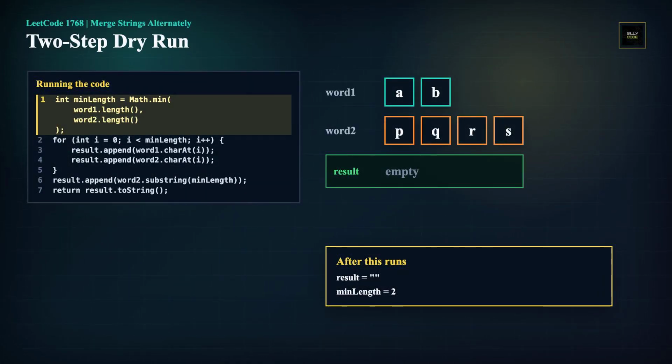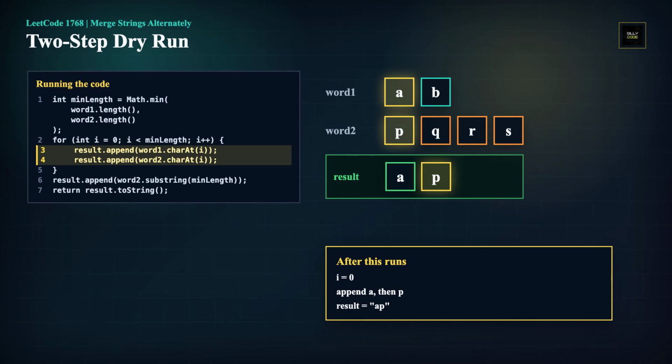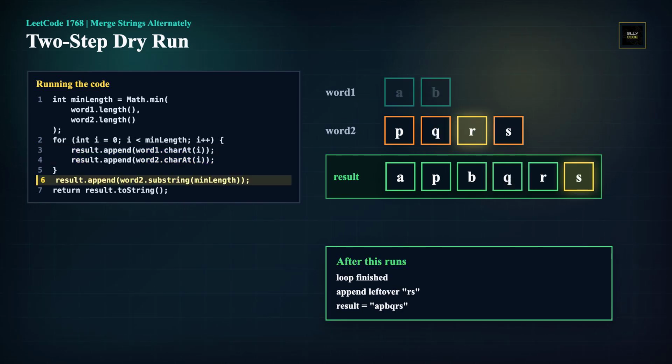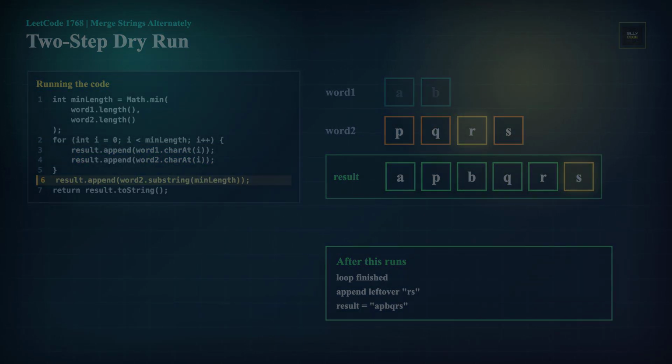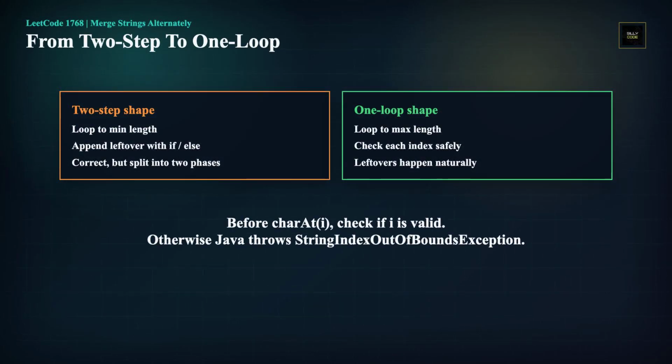Let us dry run the two-step approach with word1 equals ab and word2 equals pqrs. We start with an empty result, and minLength equals 2. At i equals 0, append word1[0], which is A. Then append word2[0], which is P. Result becomes ap. At i equals 1, append word1[1], which is B. Then append word2[1], which is Q. Result becomes apbq. The loop ends because the common length is finished. Now word2 still has characters left from index 2, so we append rs. Final result is apbqrs. Now in an interview, we can simplify the logic.